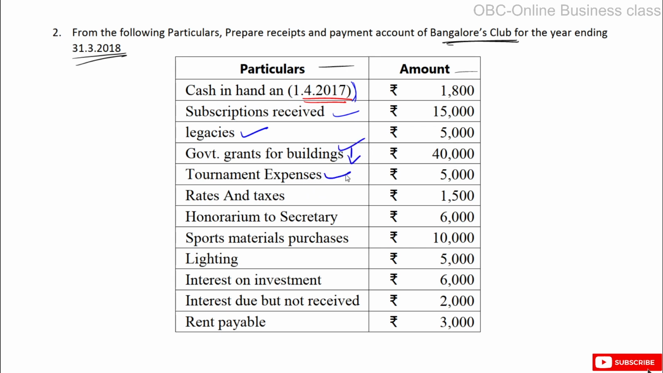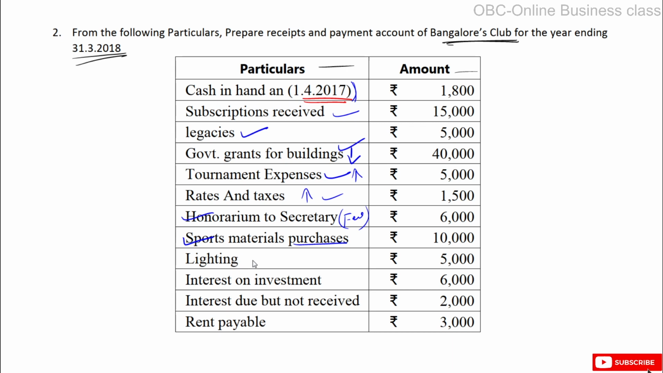Next is tournament expenses. Tournament expenses will be recorded in the payment side because that's an expense. Next is rates and taxes. It will be recorded in the payment side because that's an expense. Next is honorarium to secretary. Honorarium to secretary is fees paid to the secretary for their service rendered, so that will be recorded in the payment side. Next, sports material purchase. Purchase means expenses, so in the cash book or receipts and payment account, that will be recorded in the payment side, as sports material purchase.